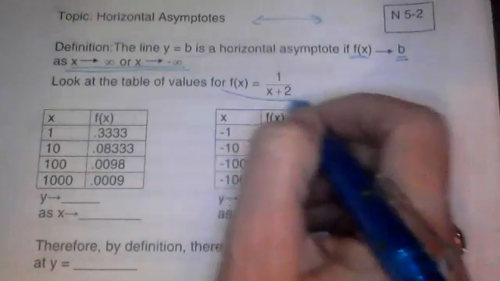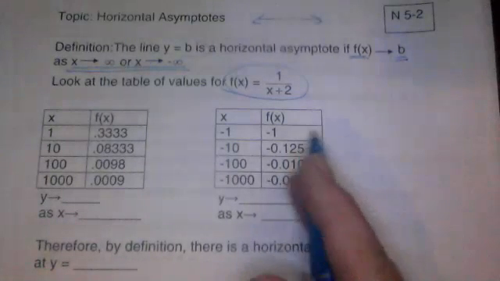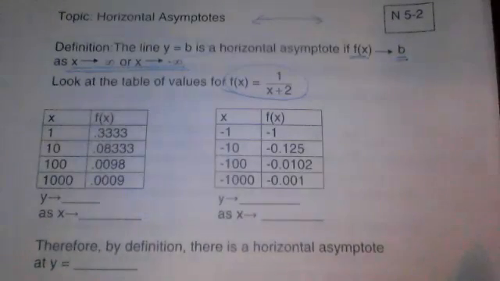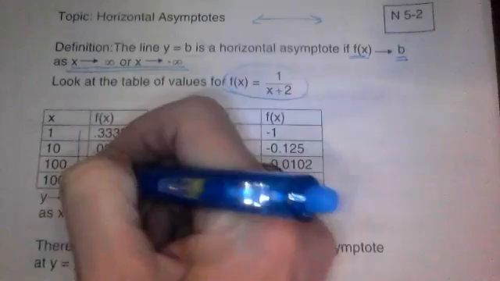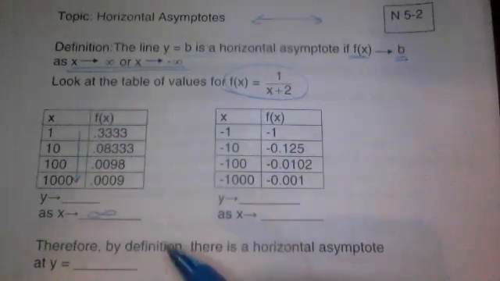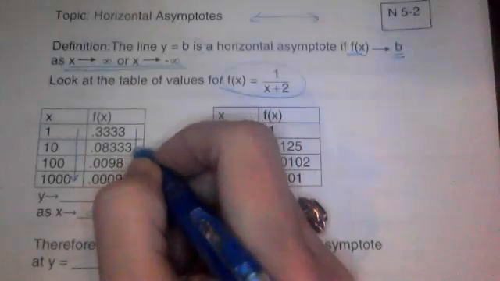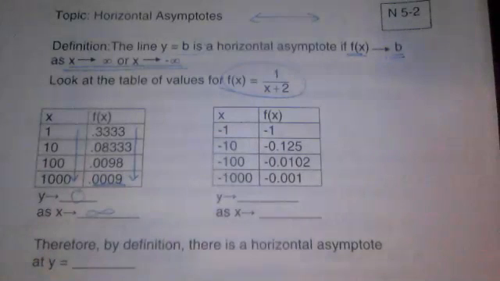So here's that same function we looked at in the notes from before, but let's look at the table in a different way. Let's look at this table for x here. It looks like x is approaching infinity, right? We're making x's get larger and larger and larger. And as we do that, it looks like the y's are getting closer and closer and closer to 0.